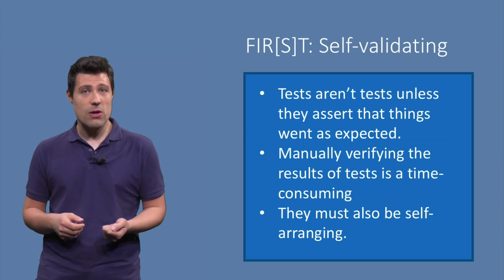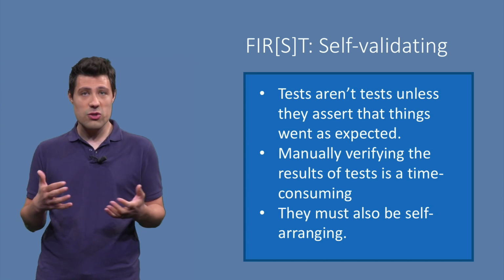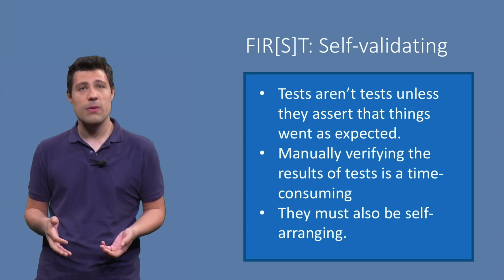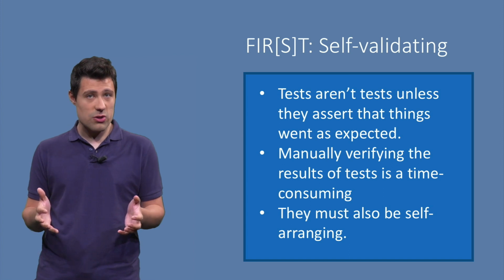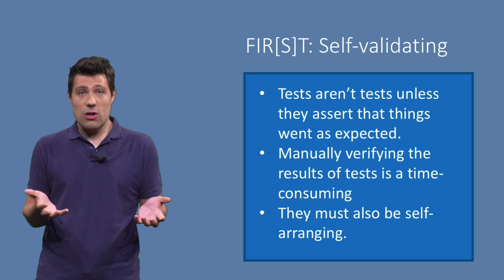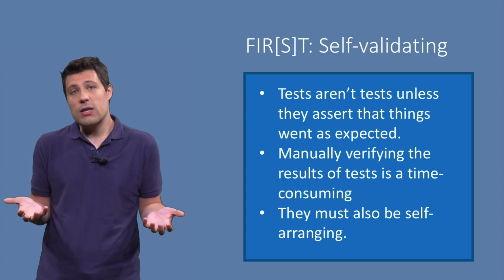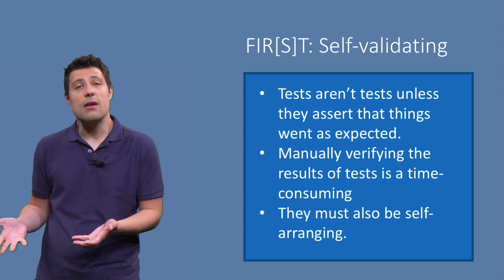S stands for self-validating. Tests are only automated tests if they automatically assert that things went as expected. So if you have a test without an assertion, in any way that you can write an assertion, then this is not a good automated test. We don't want to manually verify the results of tests, right? So the test has to be self-validating.